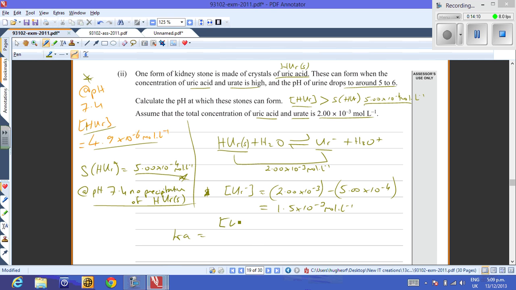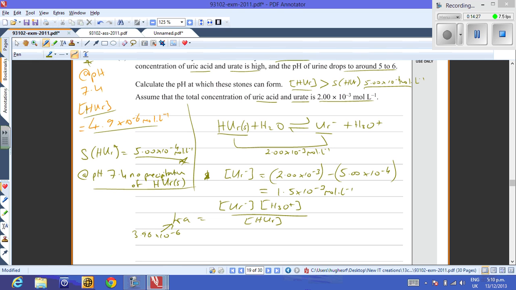So Ka equals the concentration of urate times the concentration of H3O plus over the concentration of HUr. The Ka was from part 1 there, which was 3.98 by 10 to the minus 6. And we just scroll down a bit. That gives you the concentration of HUr we're using as this here, and the concentration of Ur we just found. So that gives us an H3O plus concentration of 1.32 by 10 to the minus 6 moles per liter, which is a pH of 5.9. And so the question was calculate the pH at which these stones can form, so the pH value is 5.9.